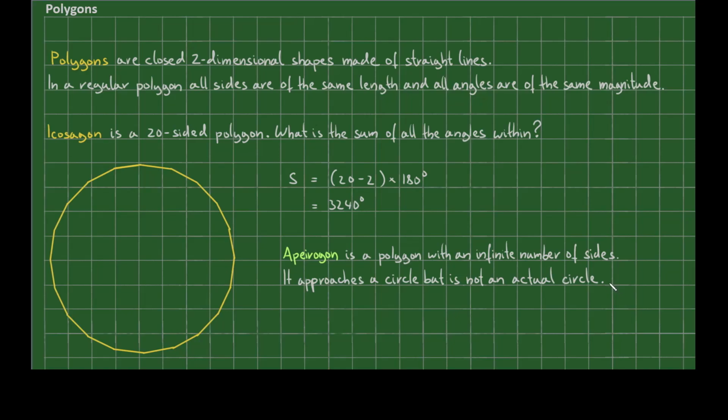Now, why is that? Let's look at our starting definition for a polygon. It is a two-dimensional shape made of straight lines. Circles are not made of straight lines, and therefore circles are not polygons. And while we can entertain an idea of a polygon with infinite sides, it would never truly become a circle.